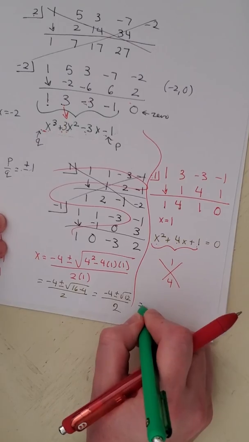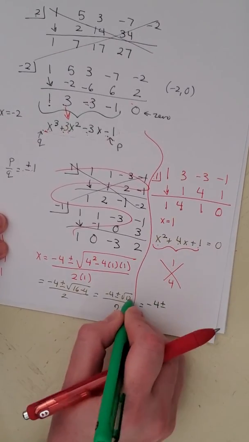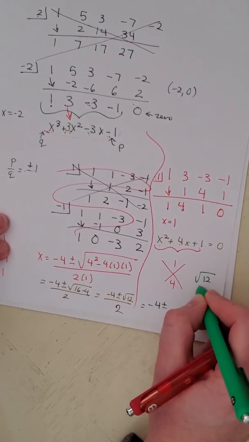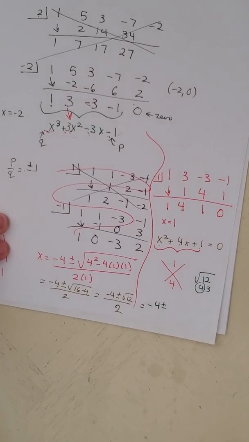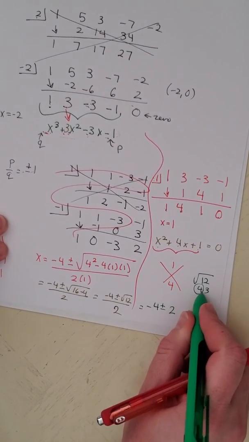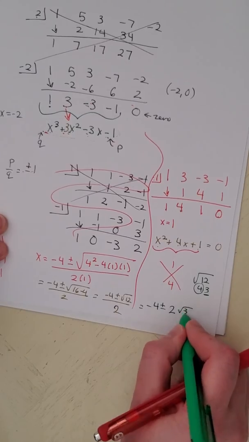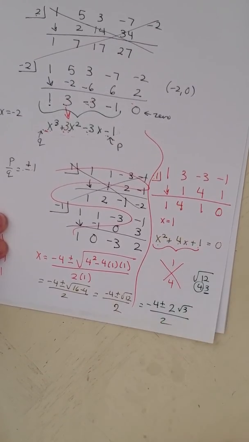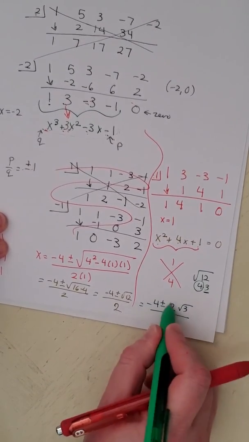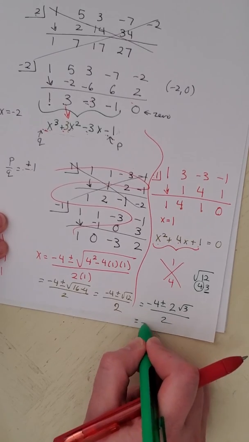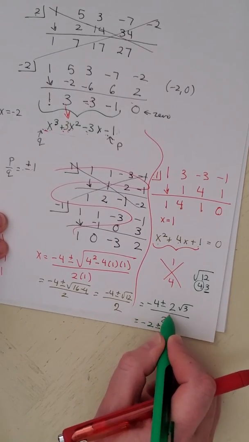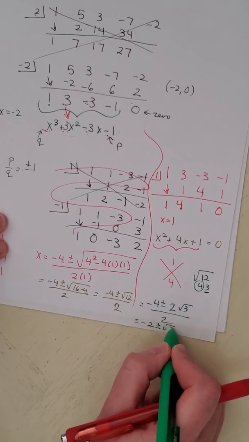So this is negative 4 plus or minus, okay, the square root of 12 is the square root of 4 times 3. The square root of 4 is 2, so that's going to come out. 3 is not a perfect square, so it's going to stay in, all over 2. And then they all have a common factor of 2. So this is negative 2 plus or minus the square root of 3.